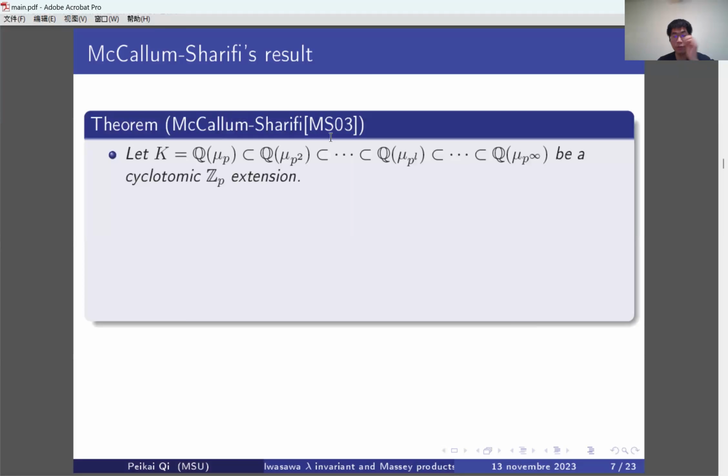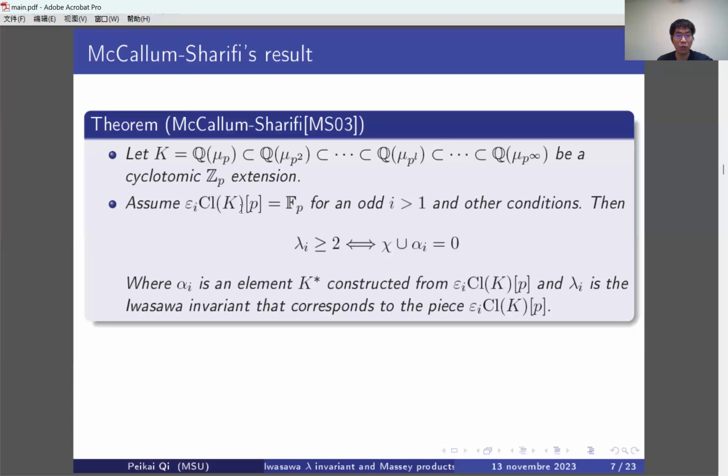And McCallum-Scharifi's result says, for a cyclotomic field, if you adjoin the p squared root of unity, p cube root of unity, you can have a cyclotomic Z_p extension. And we assume here we decompose the class group into some pieces, and we assume one piece is non-zero, which means the element is annihilated by p. So we assume one piece is non-zero and is isomorphic to F_p.